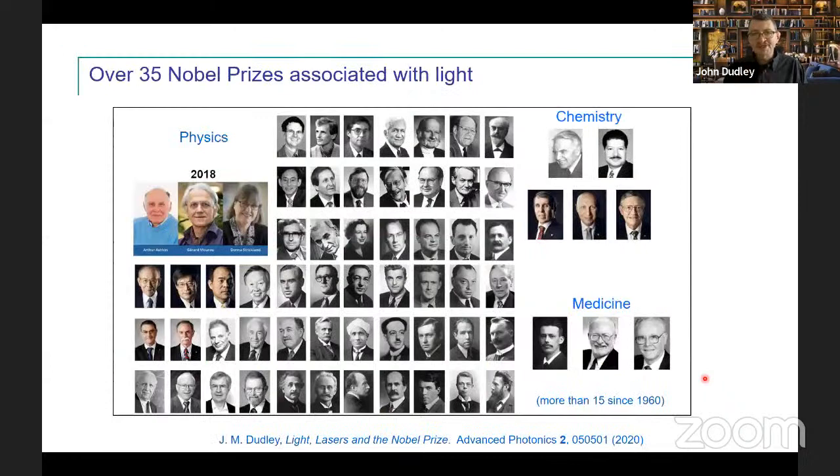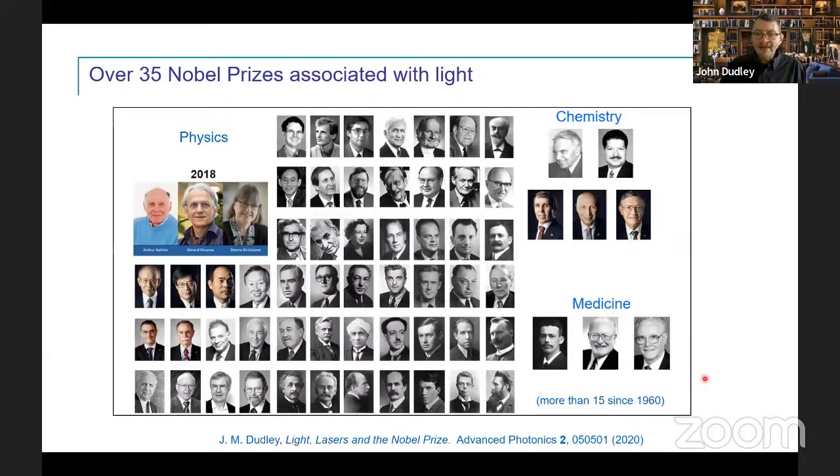In terms of optics and light-based science and technology, there have been over 35 Nobel Prizes, more or less directly associated with the properties of light and their applications in atomic physics, or in fields like solid state physics, or in areas such as photodynamic therapy in medicine, or microscopy, or holography, or so forth.